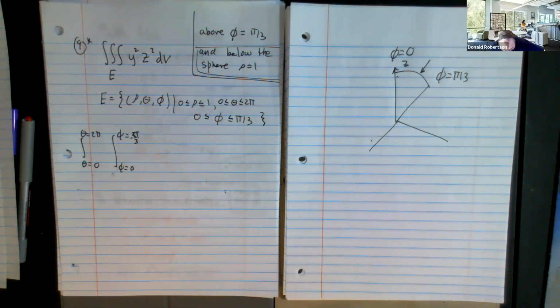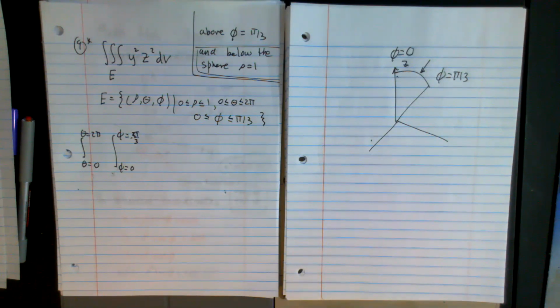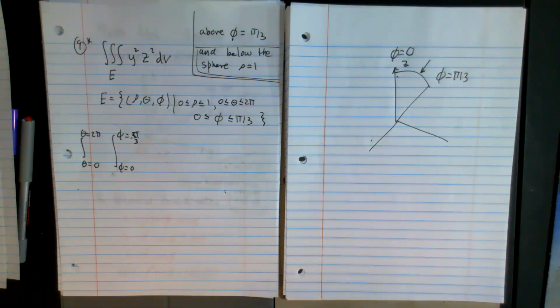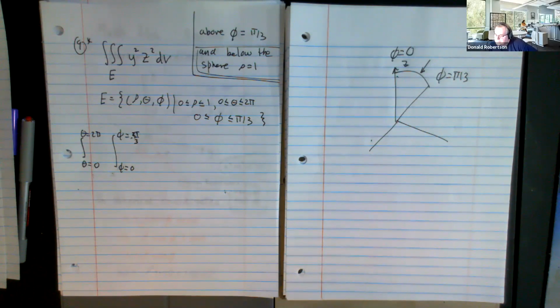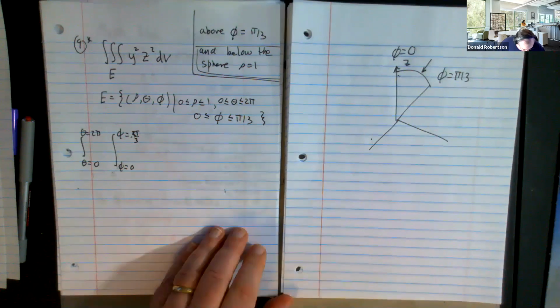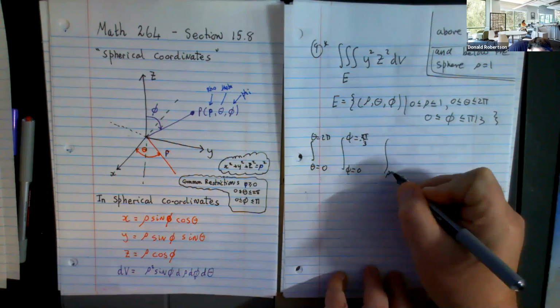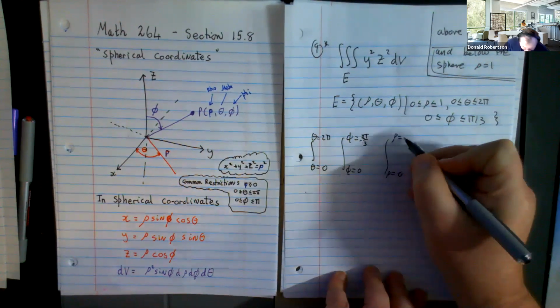So if it says phi is above pi upon 2, we would go from 0 to pi upon 2. And if it said below, you would do pi upon 2 to pi. So if it says it's below, it goes to pi. If it says it's above, it goes from 0 to the value. A nice concise way of saying that. And we got rho going from 0 to rho equals 1.